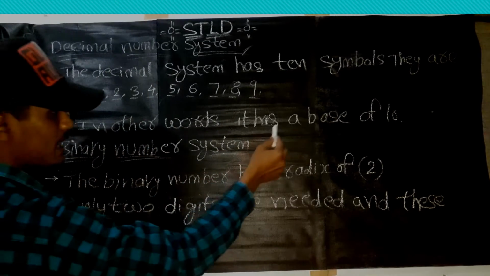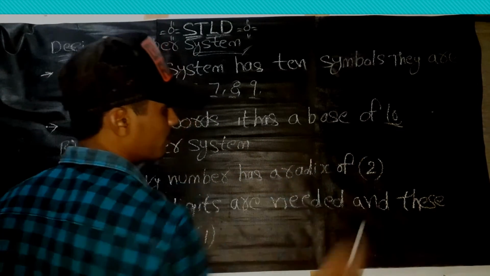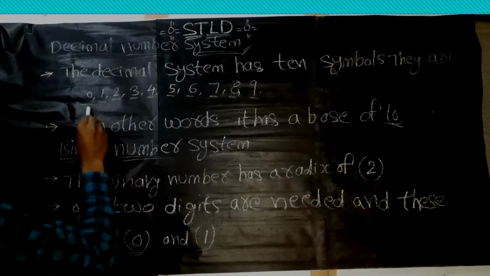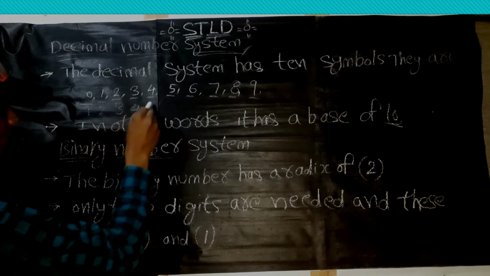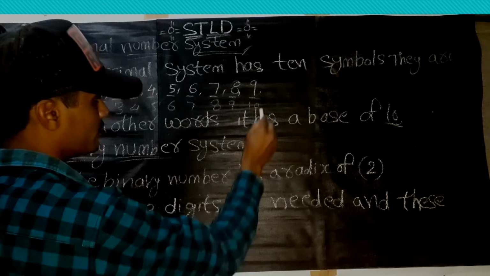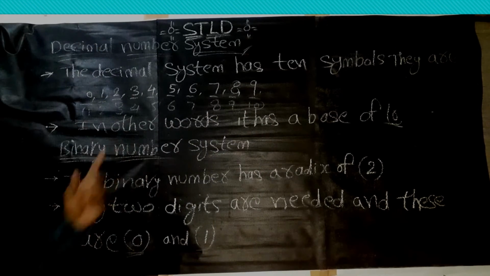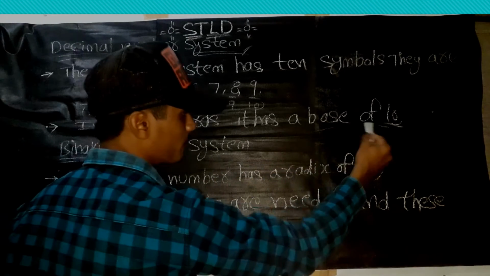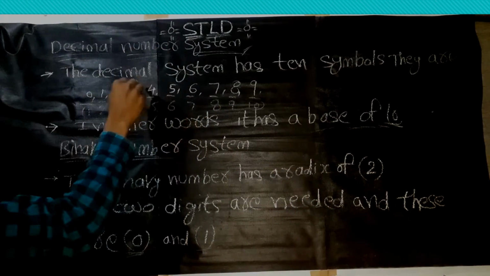In other words, it has a base of 10 because there are 10 digits. These are 10 digits. That's why another name is the base of 10. It is called the decimal number system.